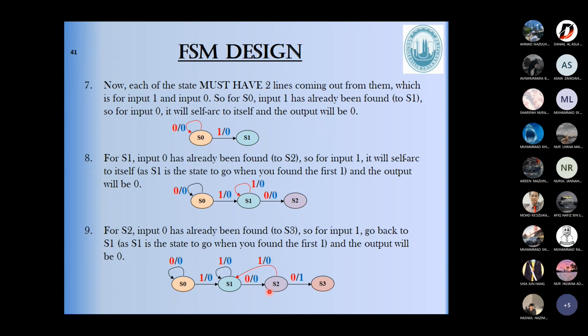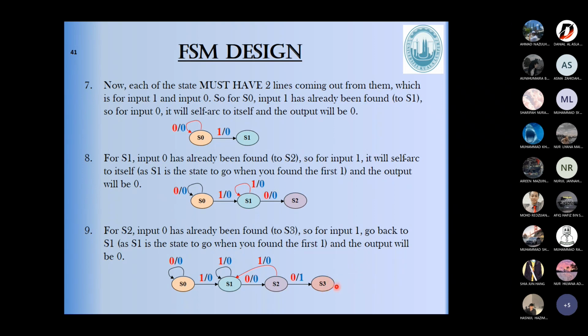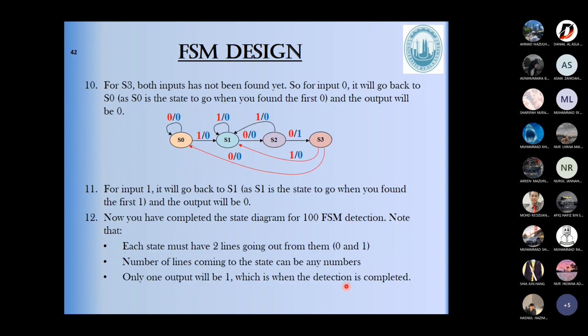Right? So that is for state 2. Now we move on to state 3. So for state 3, belum ada lagi. Okay, belum ada anak panah yang keluar daripada dia. Dia belum jumpa kosong and it hasn't found 1 yet. Kosong belum jumpa, 1 pun belum jumpa.